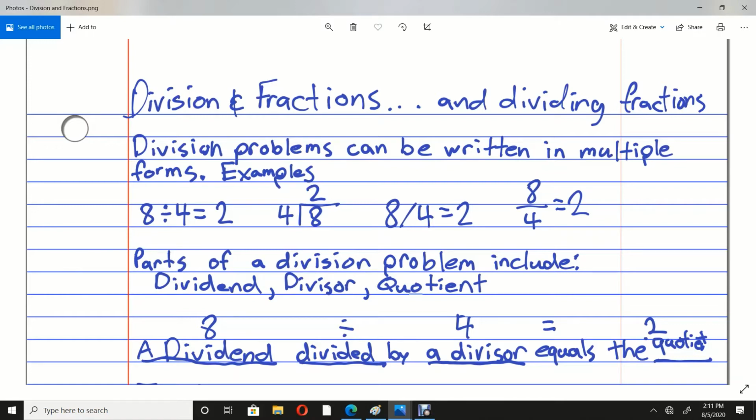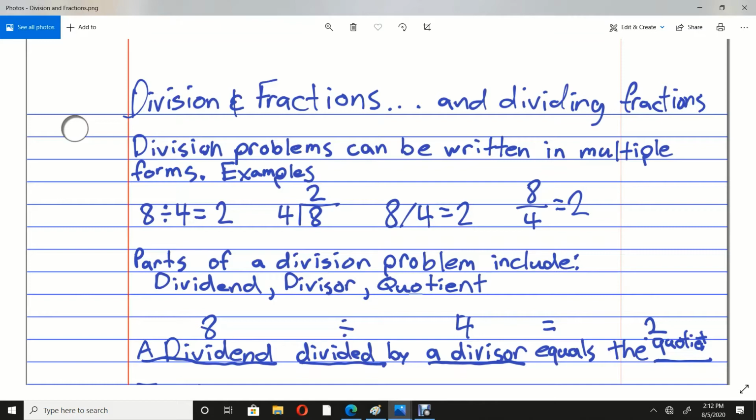Parts of a division problem include the dividend, divisor, and quotient. I have an example right here from the example we have up top. So 8 is your dividend. That is the number you are dividing up. 4 is your divisor. That is the number of groups you want to divide 8 into. And your quotient, 2, represents your answer, essentially. Your quotient is your solution.